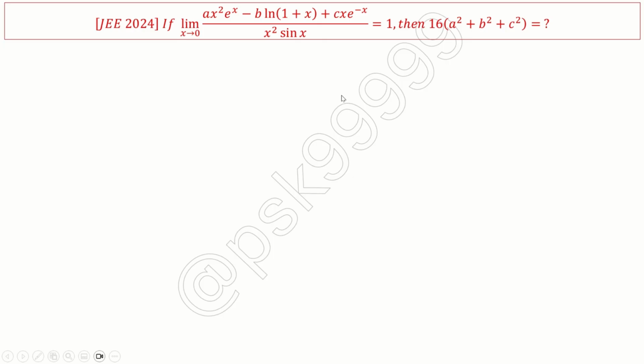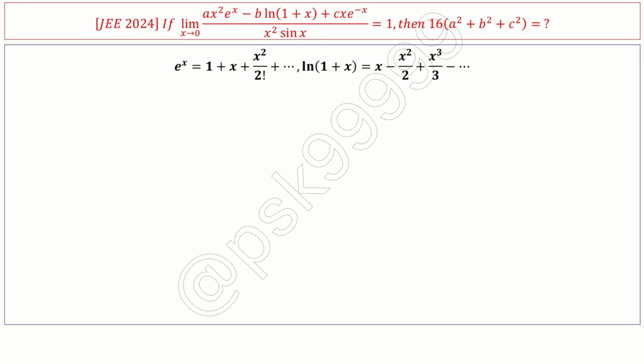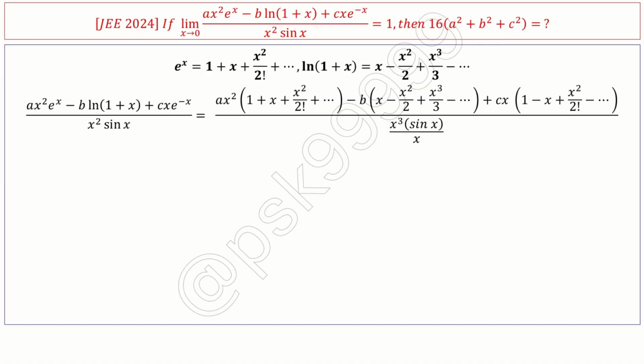So the only thing is to use the Taylor series for e^x and ln(1+x). These are the series which are given here. I'll substitute them straightforwardly and see what happens. My function definition here will become a x² into the expansion of e^x. How many terms should I take? The denominator's highest power is x², so up to x² is enough.